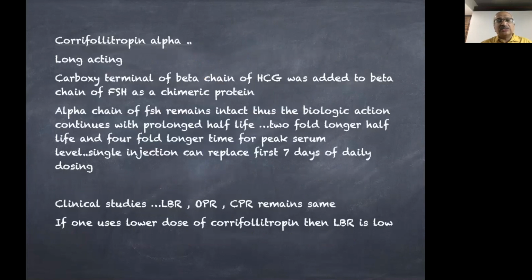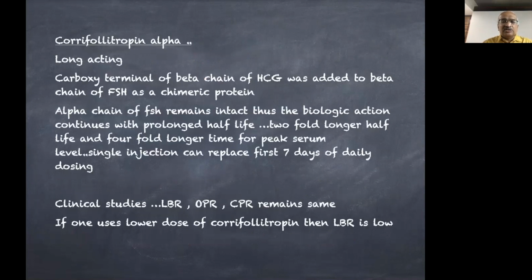What about corifollitropin alpha? It is not yet available to us. It's a long-acting molecule, and they borrowed a carboxy terminal of the beta chain of HCG, and that added a long half-life. So newer protocols, which will come as this drug comes to us, probably could be one dose of corifollitropin alpha, and after 7 days we'll be adding an antagonist and a daily dose of FSH or daily dose of HMG to our protocols.